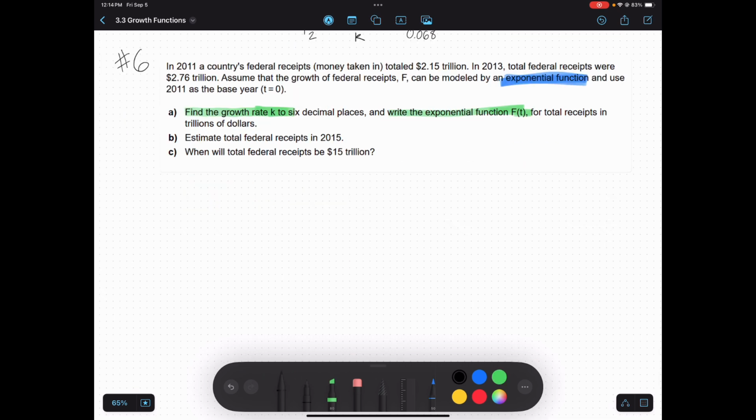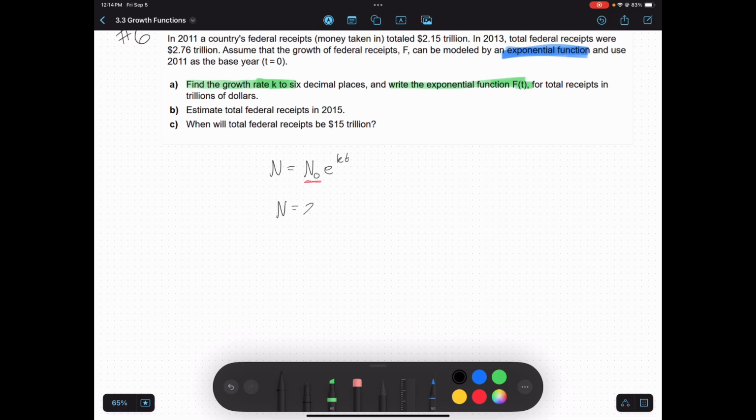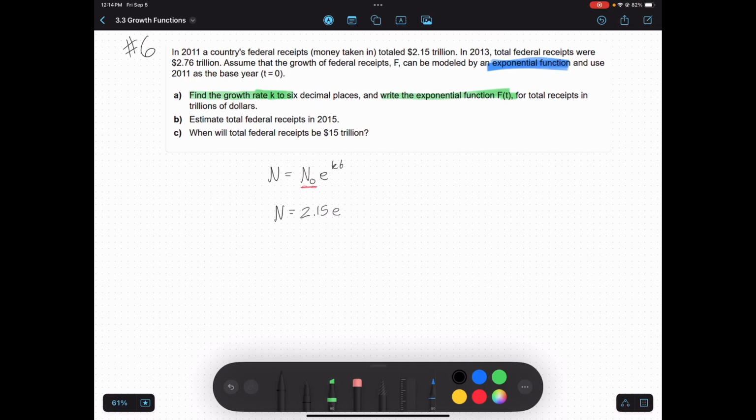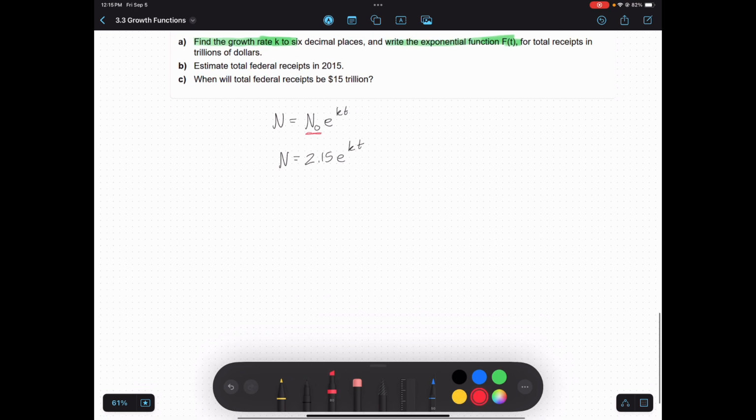Well, what if I were to try writing it right now? N is equal to N naught e to the kt. I don't know k, but do I know the initial value? Do I know N naught? If we assume 2011 is my starting point, then yes, N naught is 2.15. Remember, this is all going to be in terms of trillions of dollars. And then e to the kt. I don't know k, but what do I know? I know that 2 years later, in 2013, the receipts were 2.76 trillion. So how can I use that?